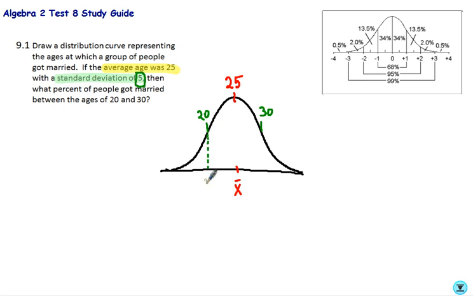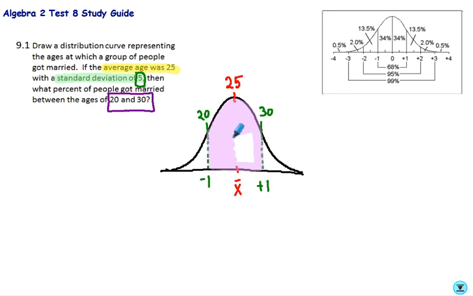And so this would be 1 standard deviation to the left. This would be 1 standard deviation to the right. And then what the question is asking is, what percentage of people got married in between 20 and 30? Well, between 20 and 30, that represents this entire area in between the middle part of the curve.